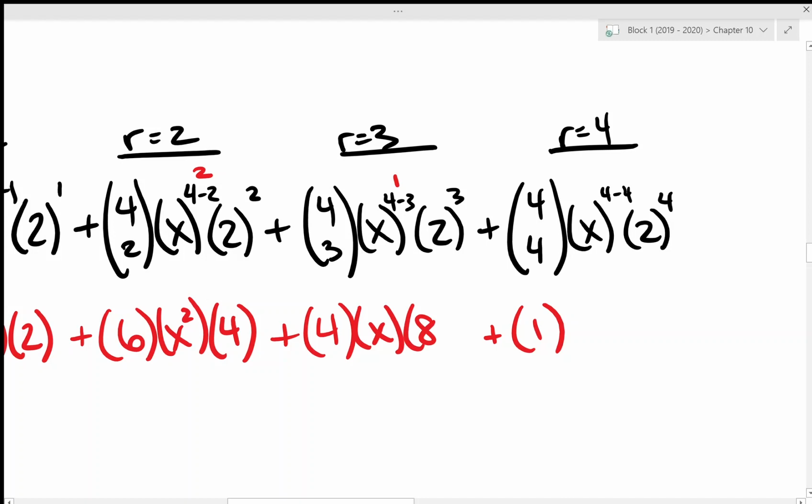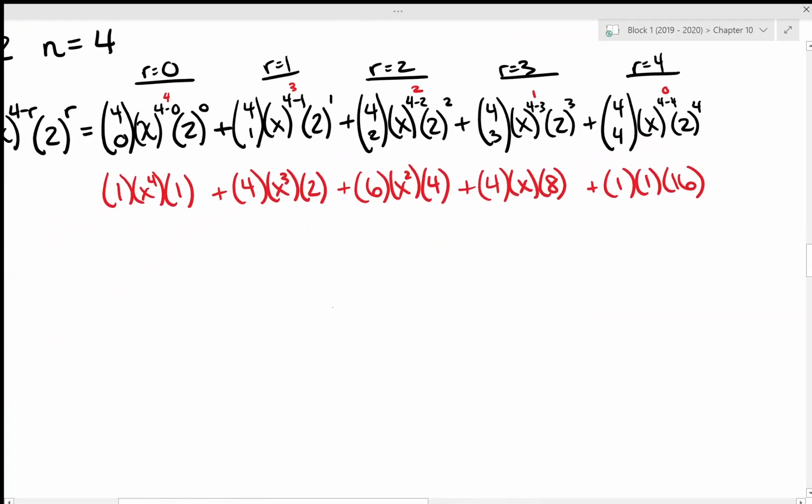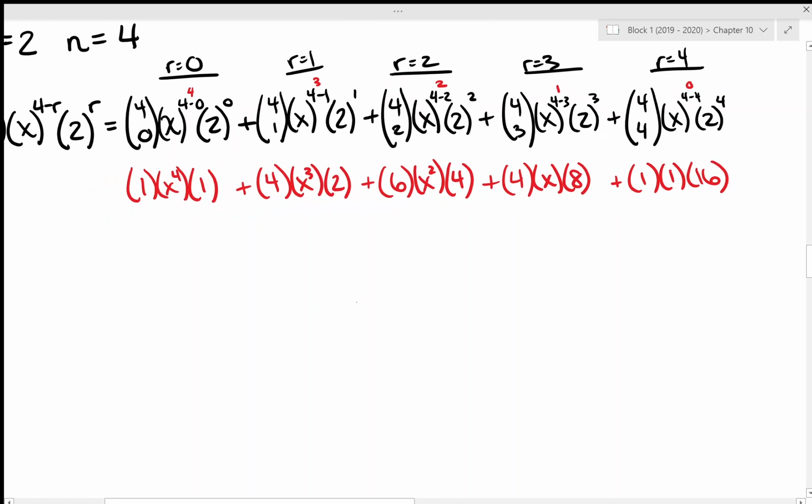8 is 2 to the third. And then 4 minus 4 is 0. X to the 0 is 1, because anything to the 0 power is 1. And then 2 to the fourth is 16. So, here are my numbers here.